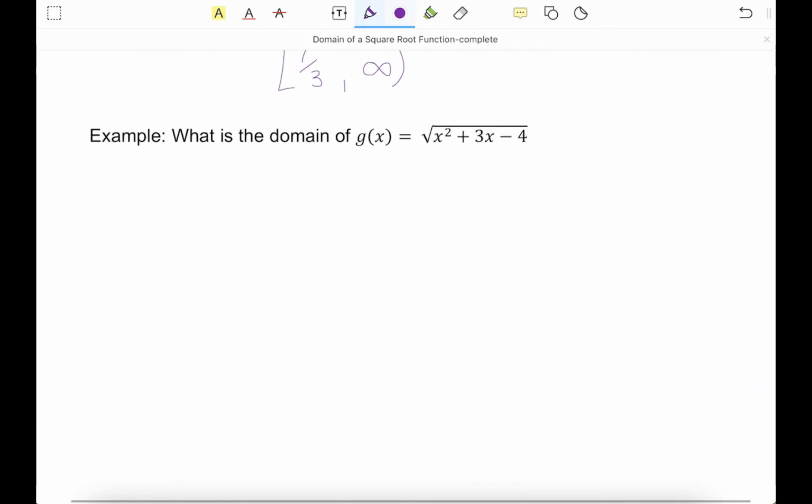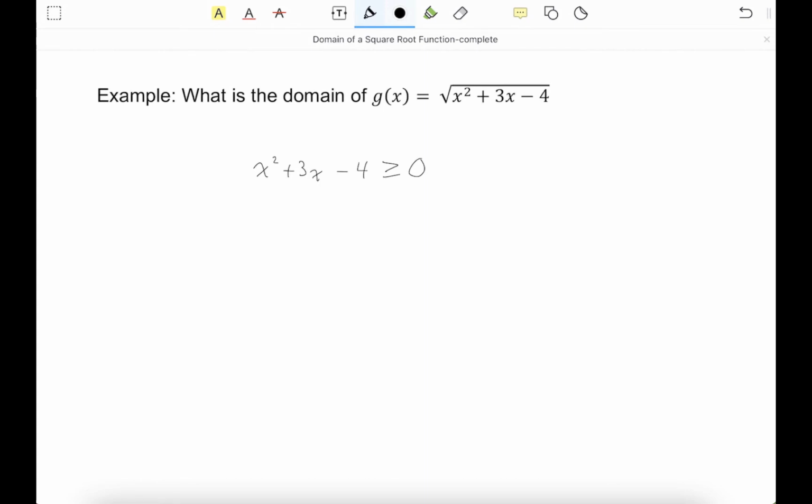The domain for this one, we have to find where x squared plus 3x minus 4 is greater than or equal to 0. And there's a few ways we could do this. We could do this graphically by thinking of the graph of the parabola and seeing where it's above the x-axis. We could actually do this purely algebraically by completing the square. So let me show you that way of doing it.